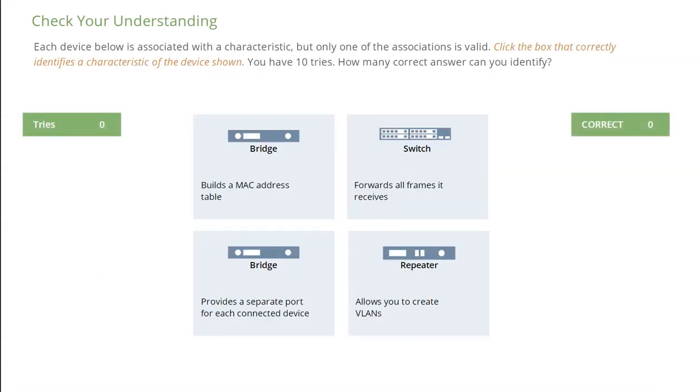We've covered many different devices in this section. Here's a chance to see if you can remember the characteristics of each device. Each device below is associated with a characteristic, but only one of the associations is valid. Click the box that correctly identifies a characteristic of the device shown. You have 10 tries. How many correct answers can you identify?